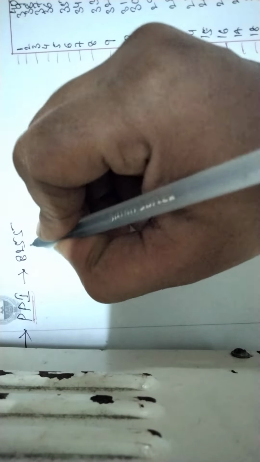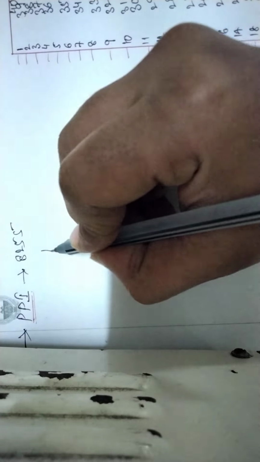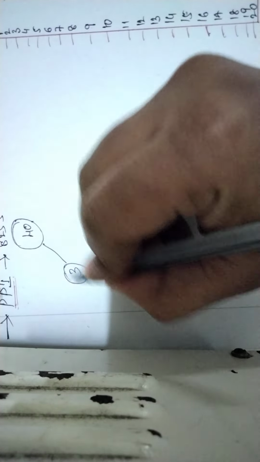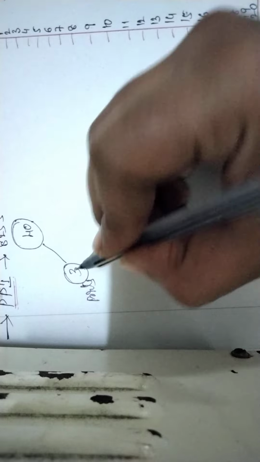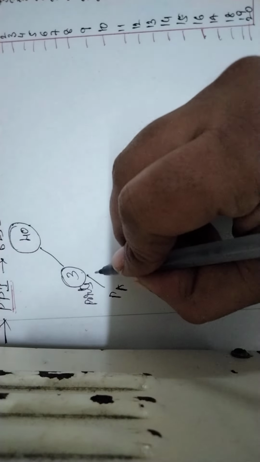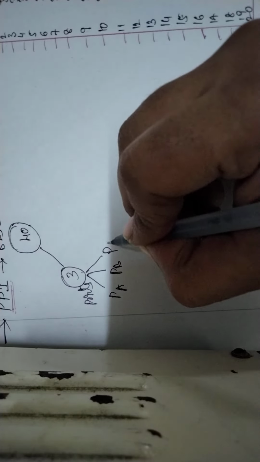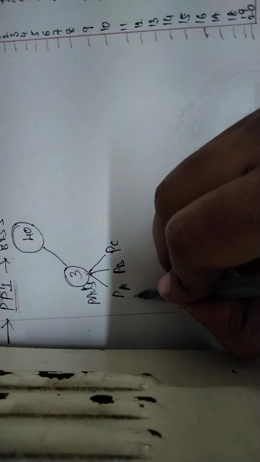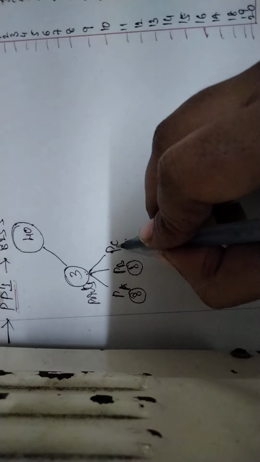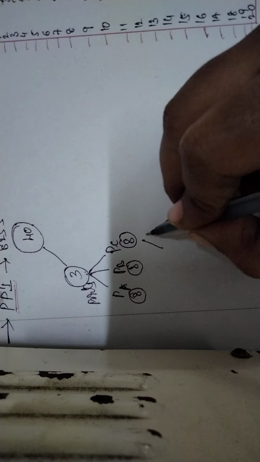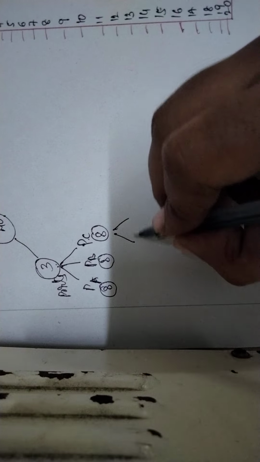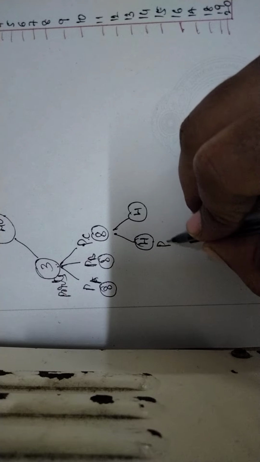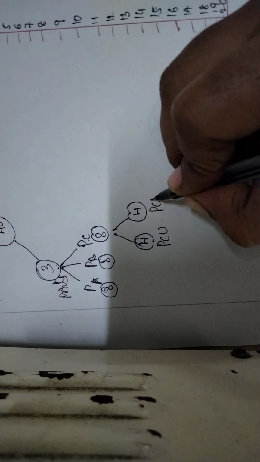Okay, so the PPI's part number is 8255. The 8255 consists of 40 pins in total. Among these 40 pins, it has 3 ports, named port A, port B and port C. These 3 ports are individually 8 bits: port A has 8 bits, port B 8 bits and port C also 8 bits. Port C can further be divided into two 4-bit halves, named port C upper and port C lower.